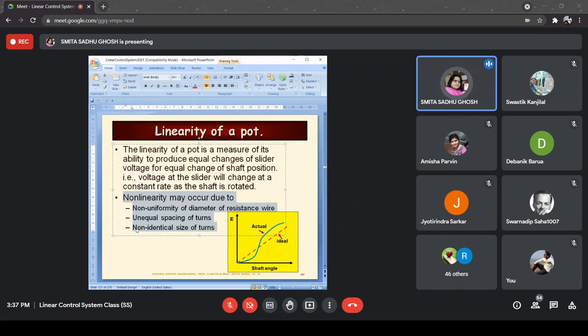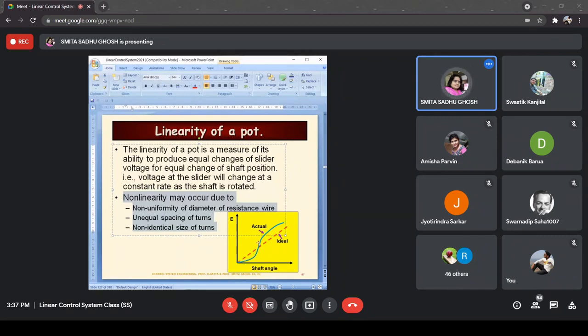Also, non-identical size of the turn. Size of the turn means you have that circle and then the next circle. So the size of that circle, that is the turn, would be varying from turn to turn, right? So, all these are going to amount to non-linearities of the potentiometric element.